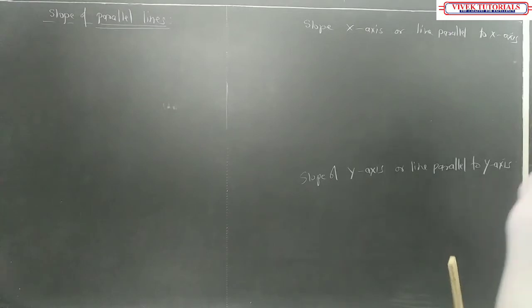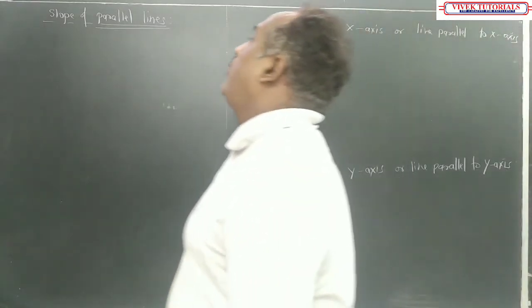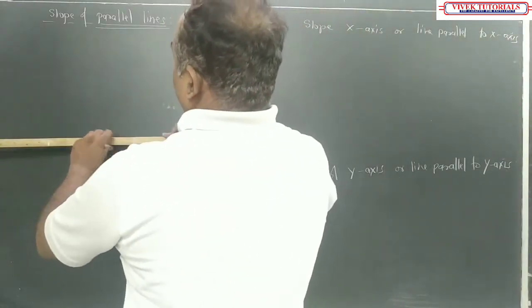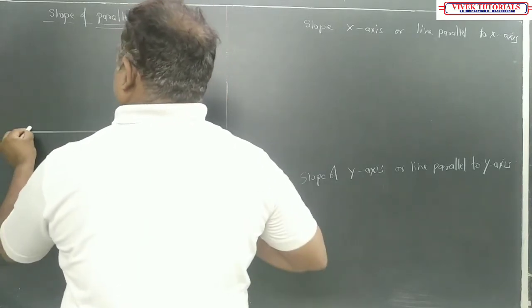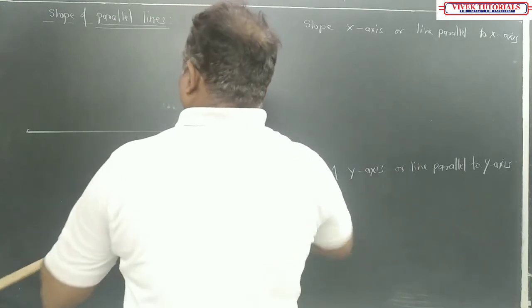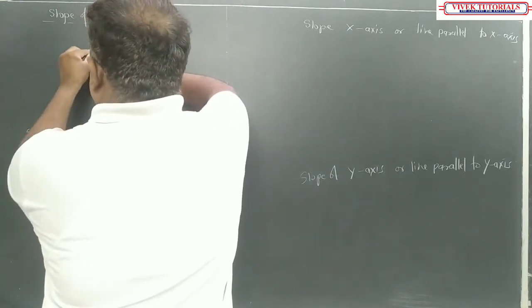Now we are going for one more new concept, that is the slope of parallel lines. In the slope of parallel lines, see, this is the x-axis. This one is the y-axis.